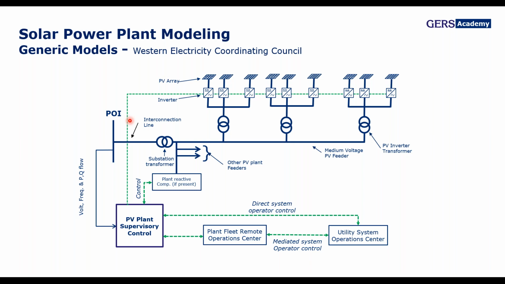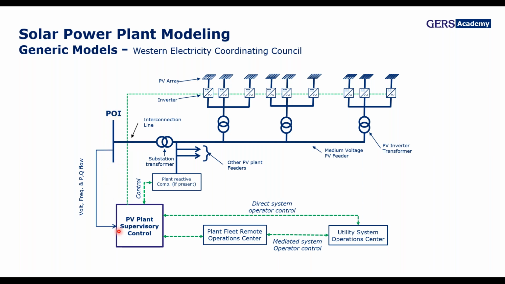Okay, this is the same single line diagram that we saw before. There are several PV panels. There are different inverters, I mean, the same inverter in different locations, and they are connected to a low voltage to medium voltage transformer. This is a medium voltage PV feeder, and it goes to a substation transformer that raises the voltage to levels of 115 to 230 kV at the POI.